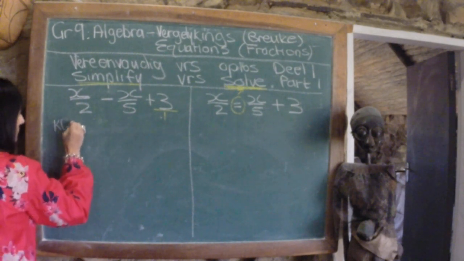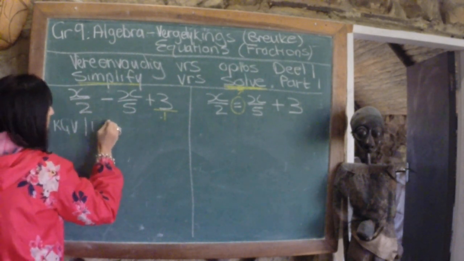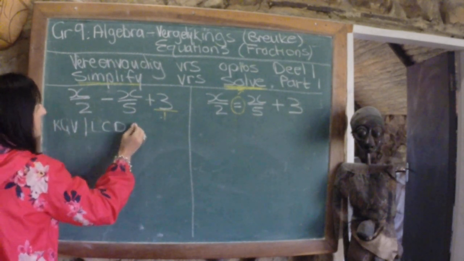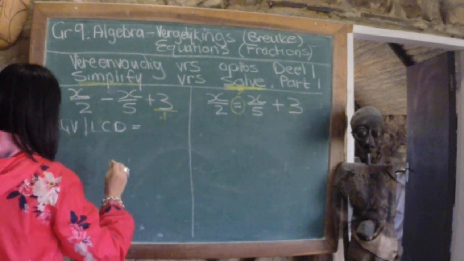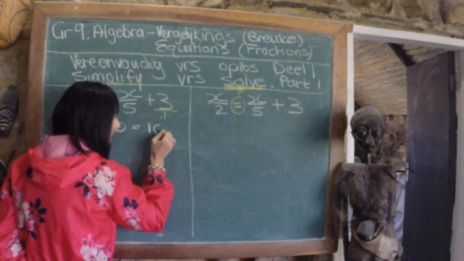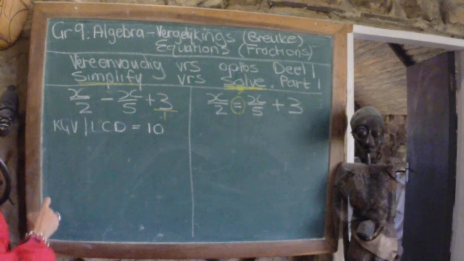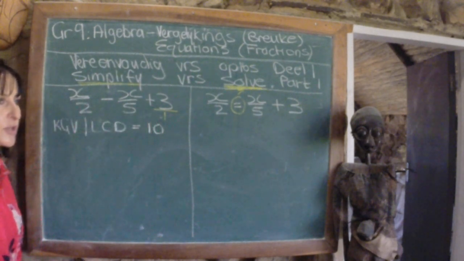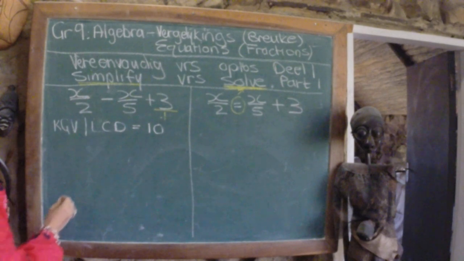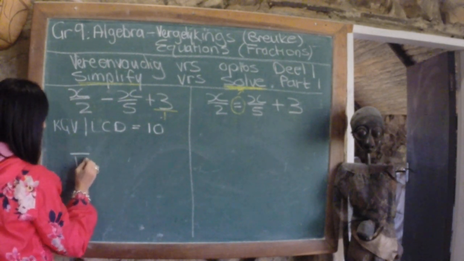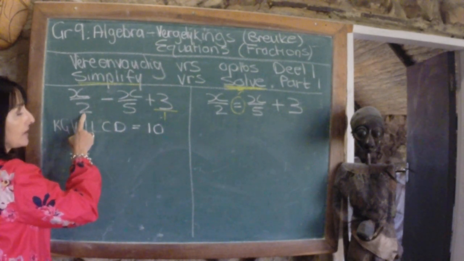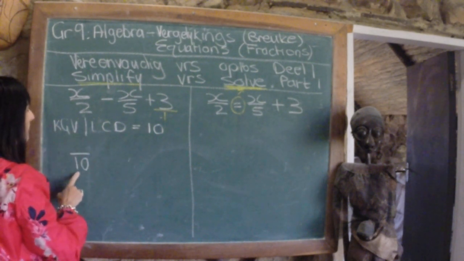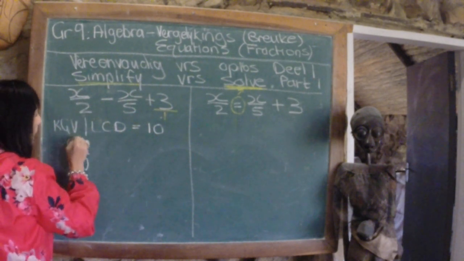So kom ons gaan kyk, ons KGV, or our lowest common denominator in this case, is gonna be 2, 5, and 1. It's gonna be 10. So I'm gonna rewrite each and every one of these fractions on 10. So what do I do with 2 to get to 10? I multiply by 5. Wat doen ek met 2 om by 10 uit te kom? Ek maal met 5, so ek gaan bo-ook maal met 5.